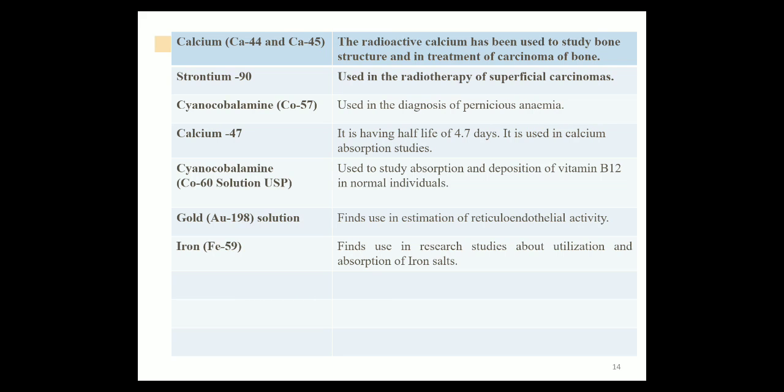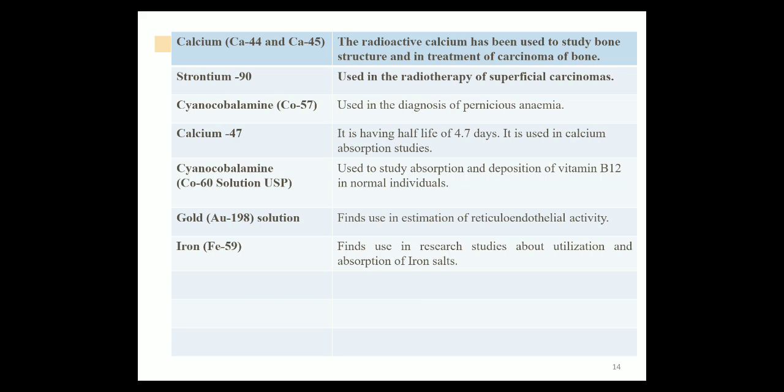Next, these are some materials. Calcium, Ca-44 and Ca-45, are the radioactive forms of calcium. The radioactive calcium has been used to study bone structure and in treatment of carcinoma of bone. Next, strontium-90 is used in the radiotherapy of superficial carcinomas. Next, cyanocobalamin Co-57 is used in the diagnosis of pernicious anemia. Next, calcium-47 has a half-life of 4.7 days. It is used in calcium absorption studies.